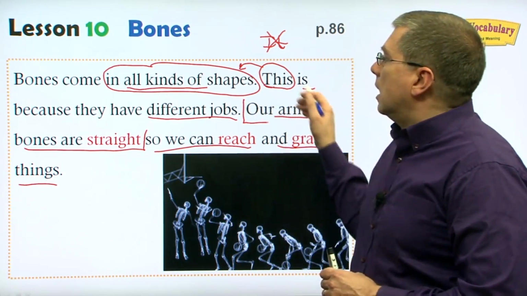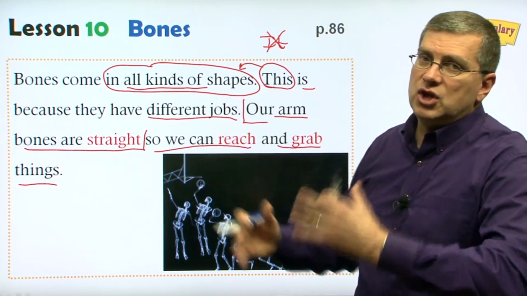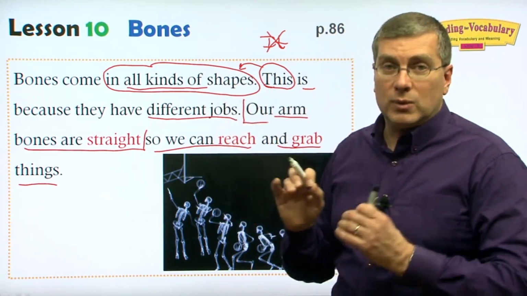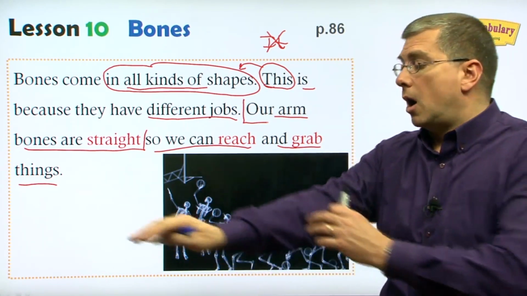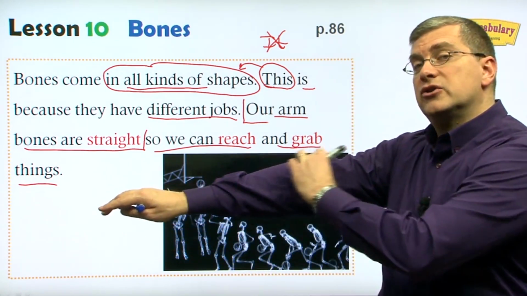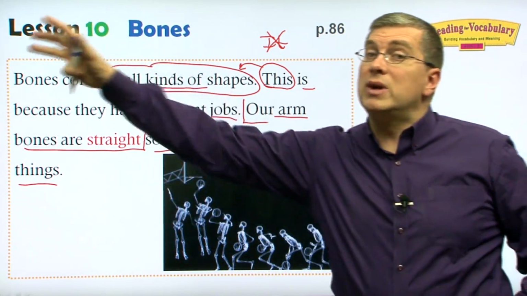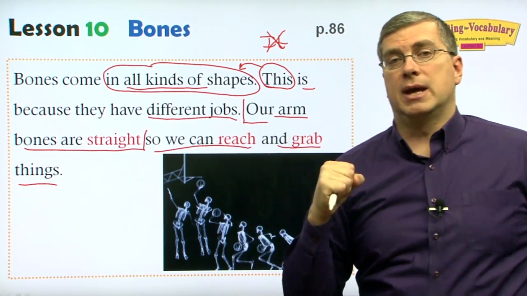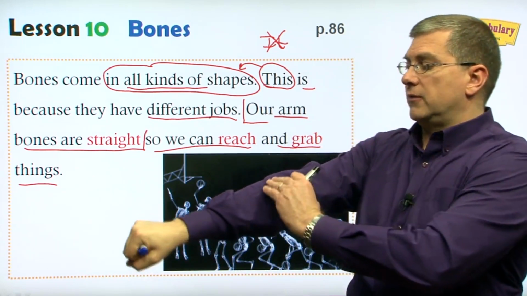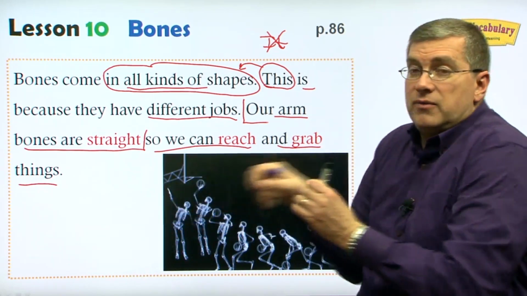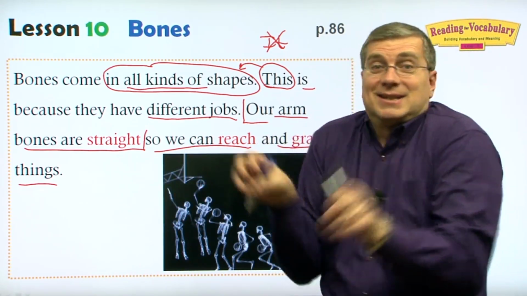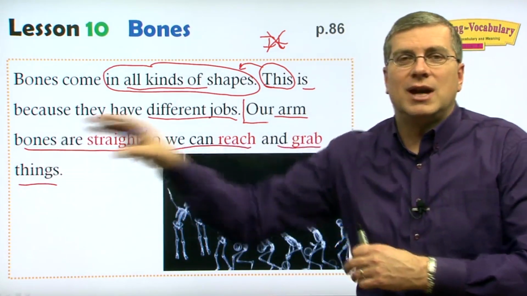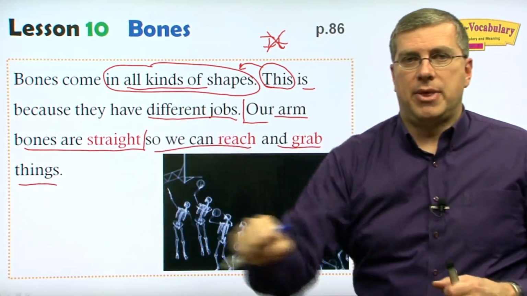Okay, so our bones have all different kinds of shapes. The reason for that is because they have different jobs. One example, our arm bones are long and straight so that we can reach and we can grab things, right? If our arm bones were short and curved, we couldn't reach and grab many things, right? We'd be like this, okay? But they're long and straight, so we can grab things.